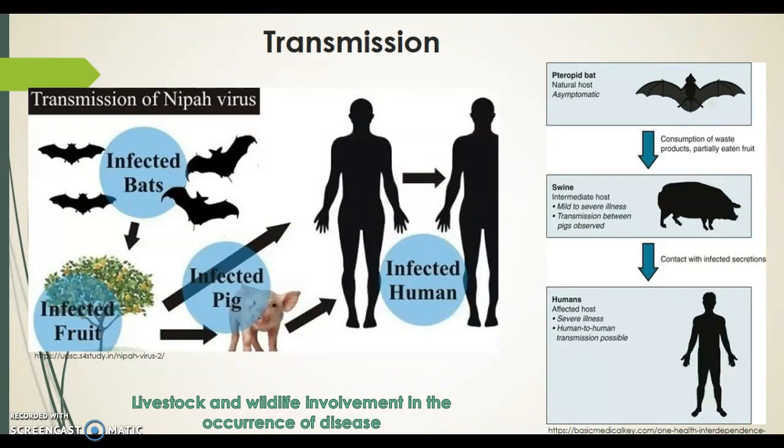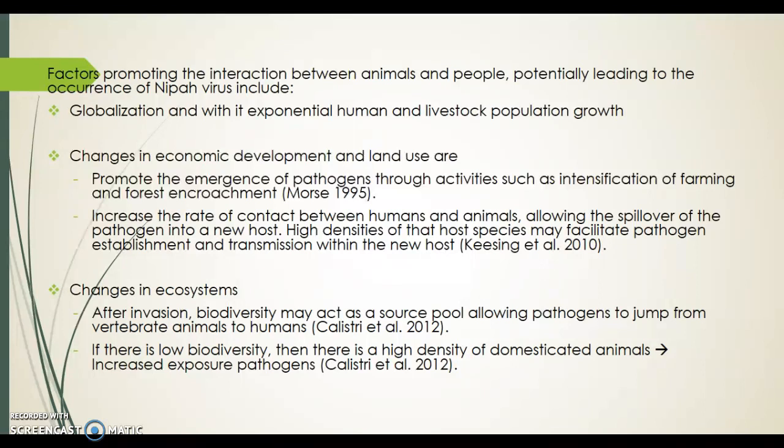So how does the transmission take place? Well, Nipah virus can be transmitted in three ways: through the consumption of fruits or fruit products such as raw date palm juice contaminated with urine or saliva from infected fruit bats, direct contact with infected pigs who get infected after they are exposed to bat droppings, or direct human-to-human transmission. So here we can see how livestock and wildlife are involved in the occurrence of disease. What were the factors that promoted the interaction between animals and people, potentially leading to the occurrence of Nipah virus?